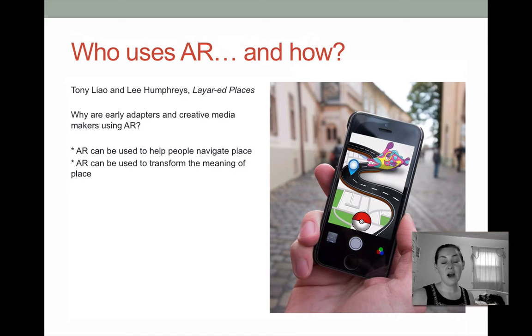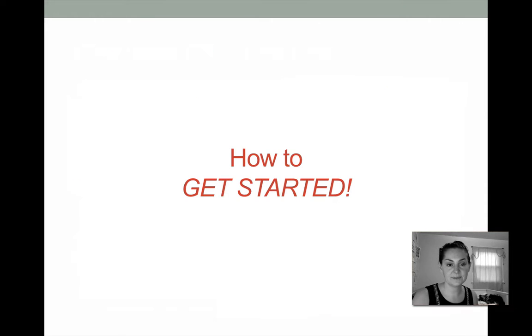One is how AR can be used to help people navigate space. The examples I was giving, like finding parking lots or using GPS. But two, it can be used to transform the meaning of place, like skeletons at the border wall, which is the example that they give. So one is just making a place accessible, allowing someone to navigate it, and the other is shifting the meaning of that place. Those are two different ways of using augmented reality, and two different sorts of intentions.